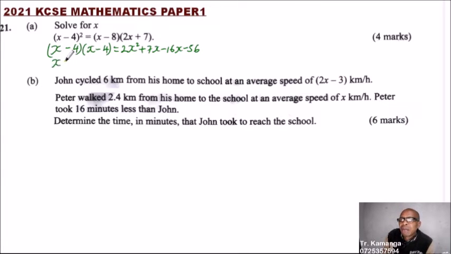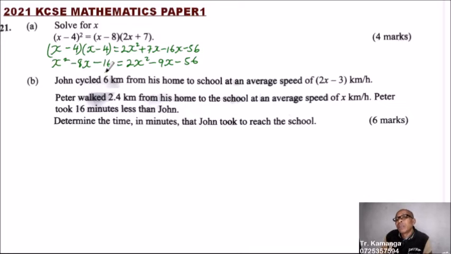We also do the same here. So here we have x squared times 4x minus x multiplied by minus 4 is minus 4, and minus 4 times x is minus 4, that gives us 8x. Then we have minus 4 times minus 4, that is minus 16, is equal to 2x squared, plus 7x and minus 16x, that will give us minus 9x minus 56.